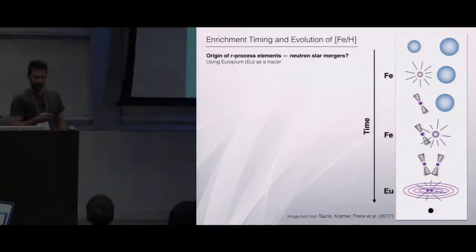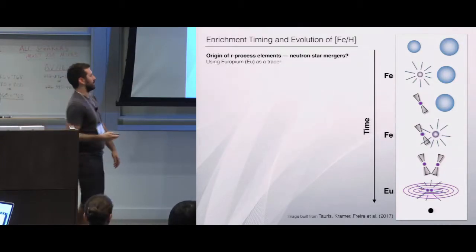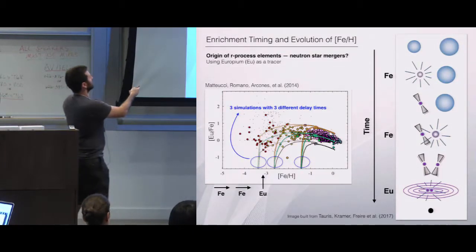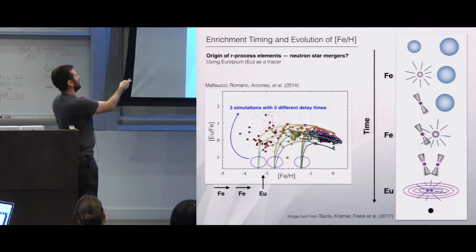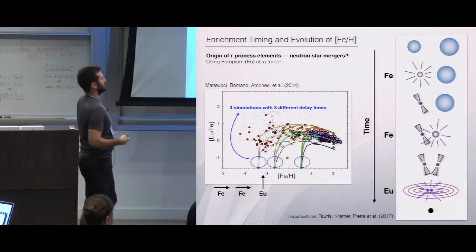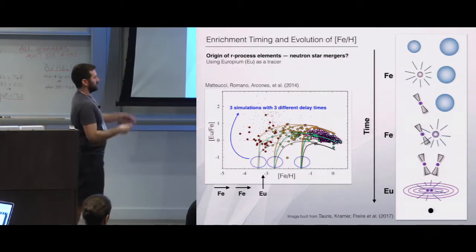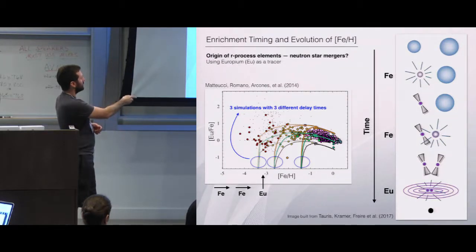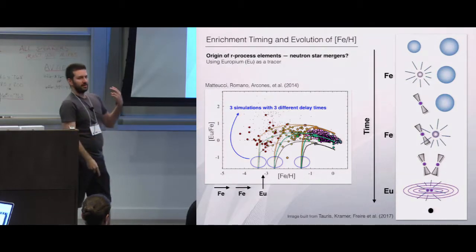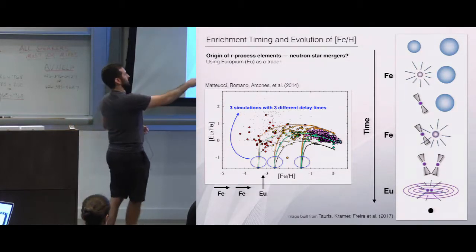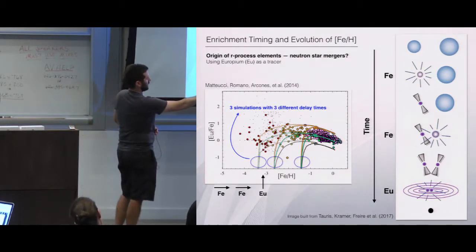Now, if this is true, we can try to model this to test if it is correct. So here is the same kind of plot, but you have europium over iron, and you have iron over hydrogen. This is, again, time, and this is probing how much europium has been ejected by neutron star mergers. And all the lines are numerical predictions of neutron star mergers. You see you have three different lines that start at different times here. And this is assuming three different delay times for the time it takes for the stars to eventually coalesce.